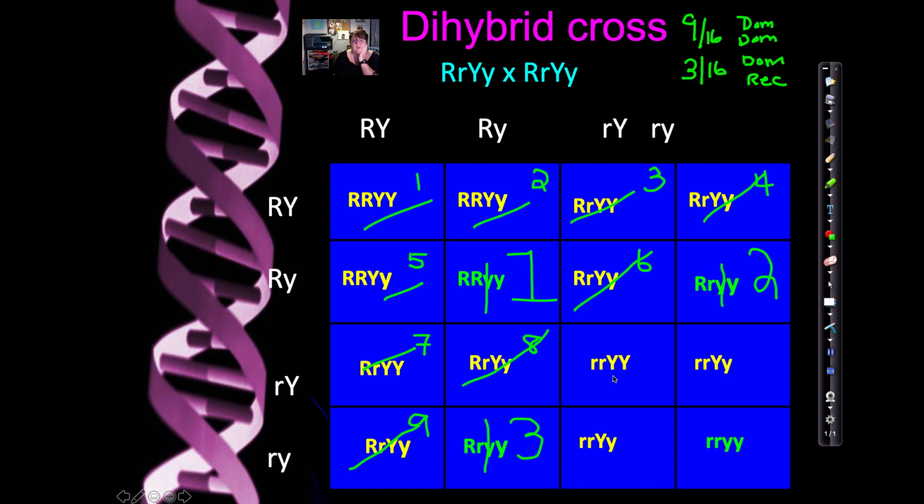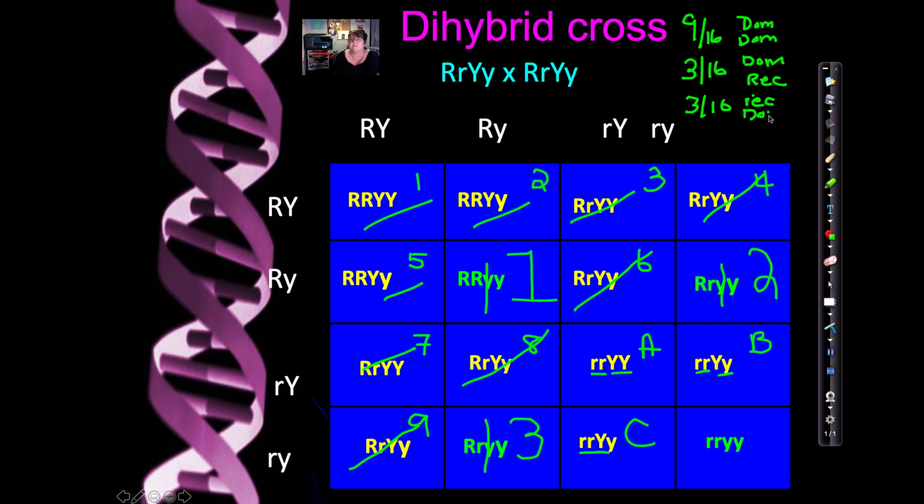Yeah, so these two little r's would make it wrinkled, right? Two big Y's make it yellow. So we now have wrinkled and yellow. So we'll do those with the ABCs. Wrinkled and yellow. And this one too, right? All right, so we have 3 because this one's different. So we have 3 again. So 3 of 16 that this time are going to have the recessive trait first and the dominant trait second.